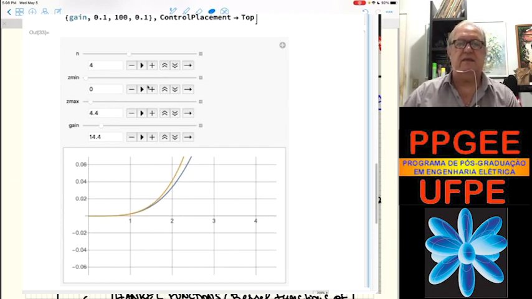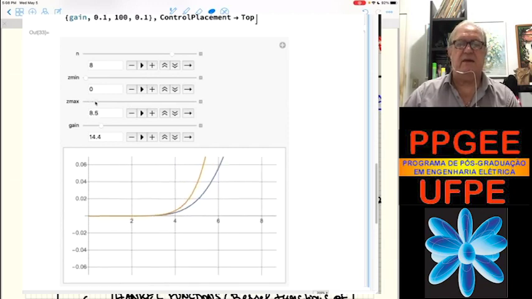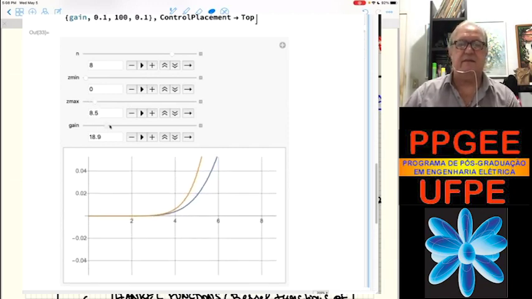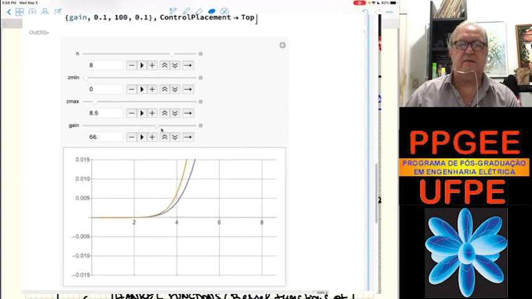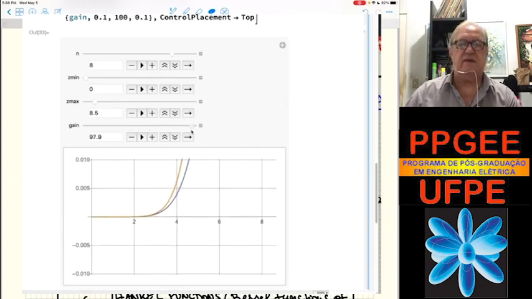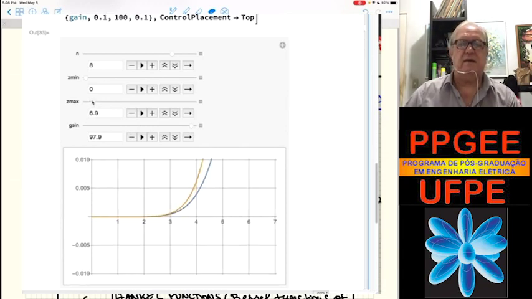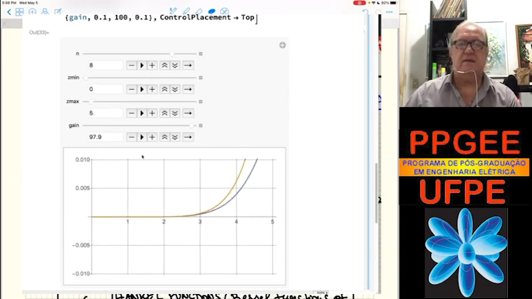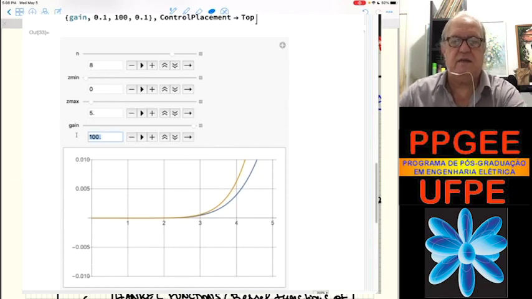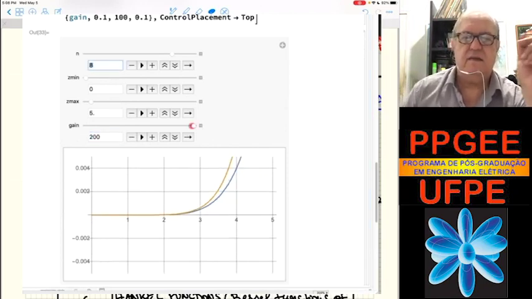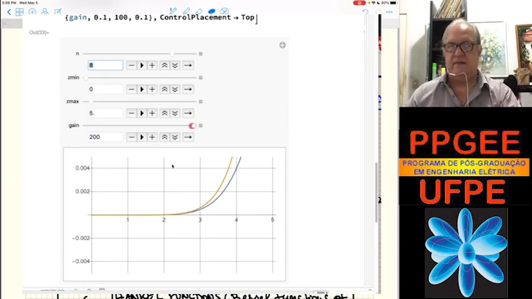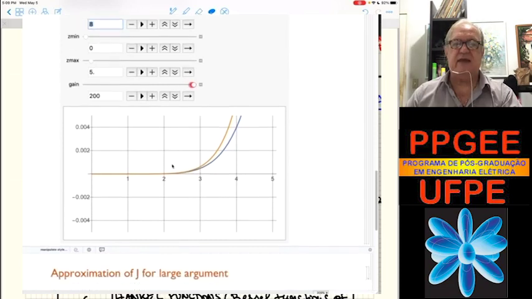Then you can go further and further until you see where the approximations depart. Let me go a little further here and do more gain, 200. Up to 3, you have a nice asymptotic approximation. But it's very nice to look at the asymptotic behavior at large x.